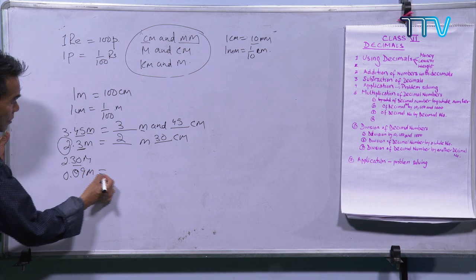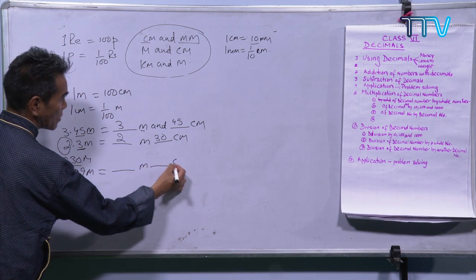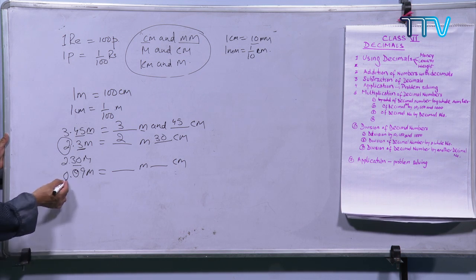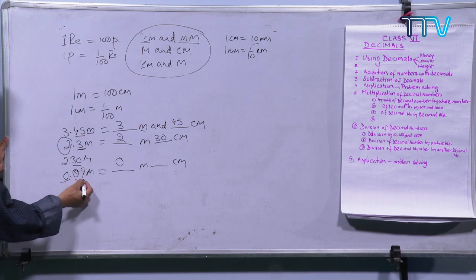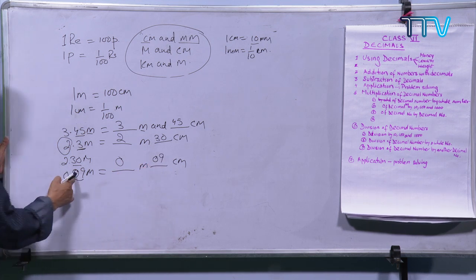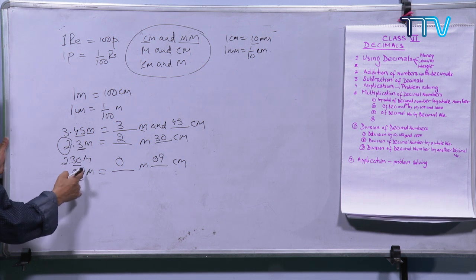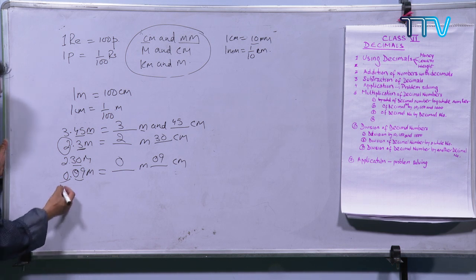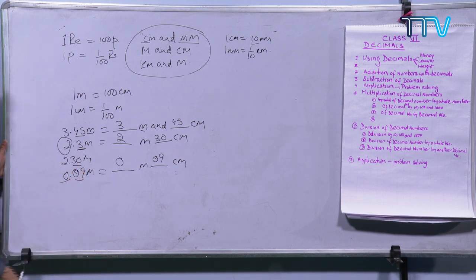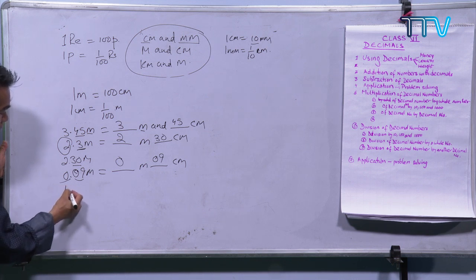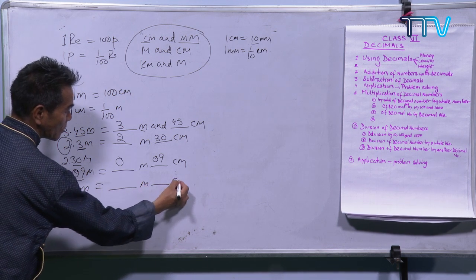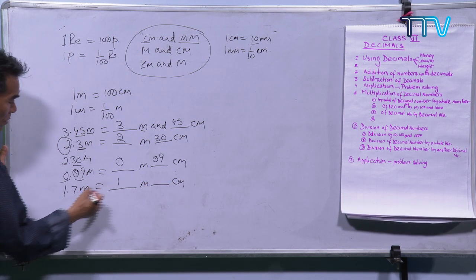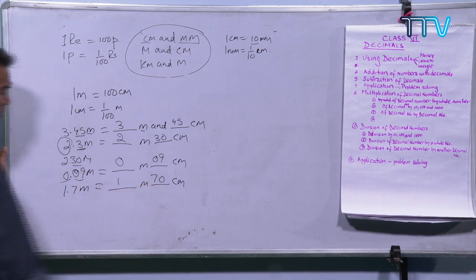0.09 meter. You convert into dash meter and dash centimeter. It is 0 meter and 9 centimeter. Next example: 1.7 meter, dash meter, dash centimeter. 1 meter and 70 centimeter.